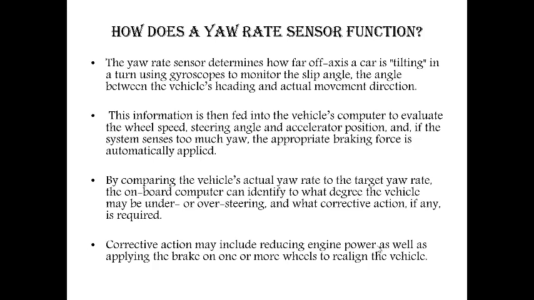So what may the corrective actions include? It may include reducing engine power as well as applying the brake. If we reduce engine power, automatically the speed of the car will be reduced, right? Applying the brake is also one of the corrective actions, so that if the brake is applied, it won't take the turn, and one or more wheels will be realigned.